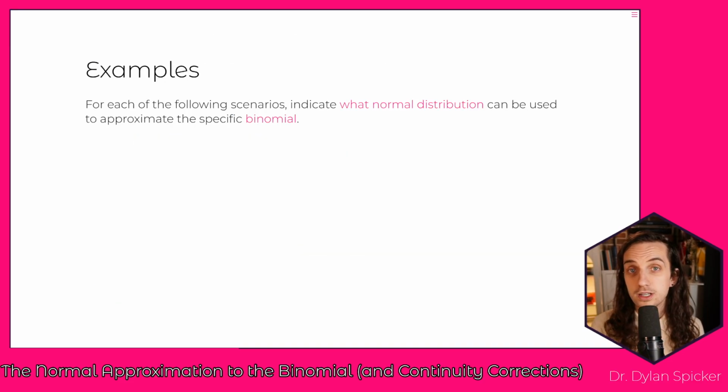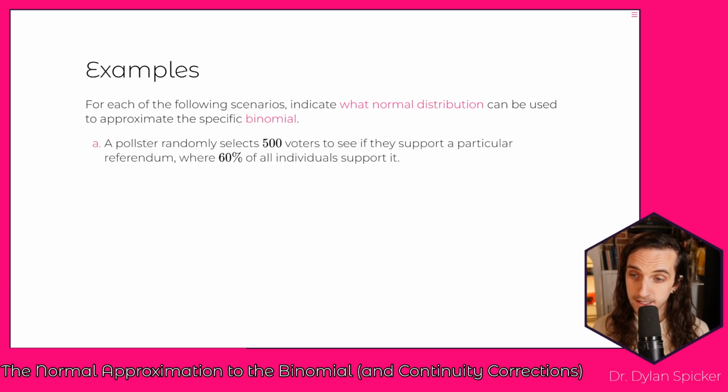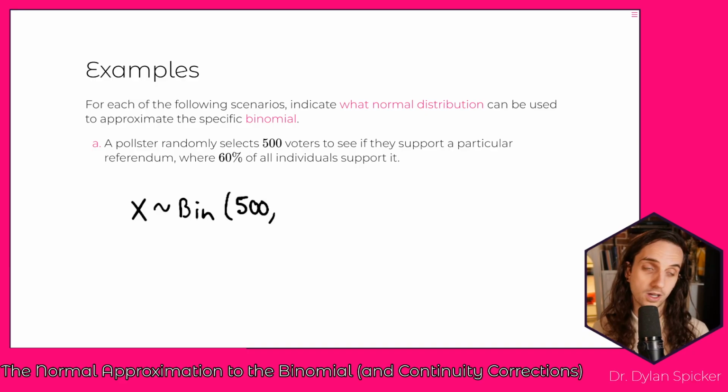Okay, and so for each of the following examples, indicate what normal distribution we could use to approximate the given binomial. So in the first case, we have a pollster randomly selects 500 voters to see if they would support a particular referendum. It's known that 60% of all individuals support it. Okay, and so then in this case, what binomial is X going to be following? Well, we're going to be taking 500 independent observations here, and we're going to be taking a success probability of 0.6.